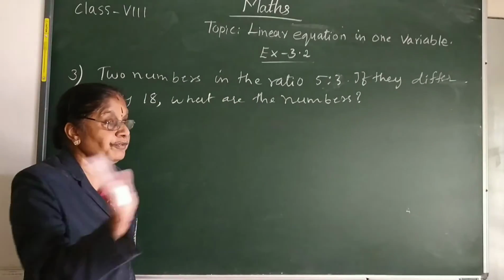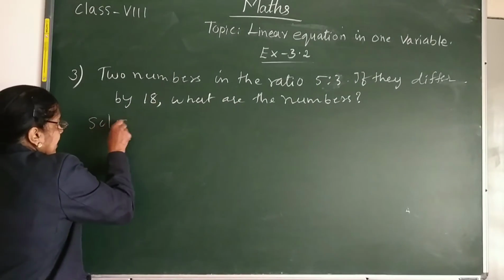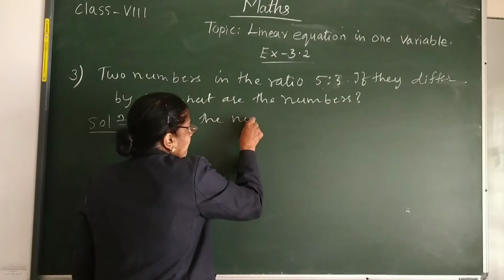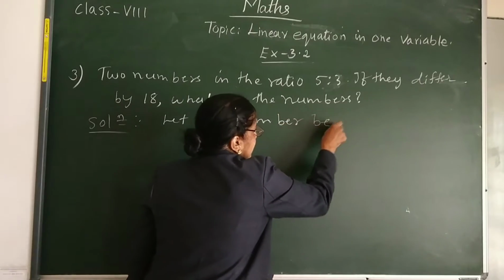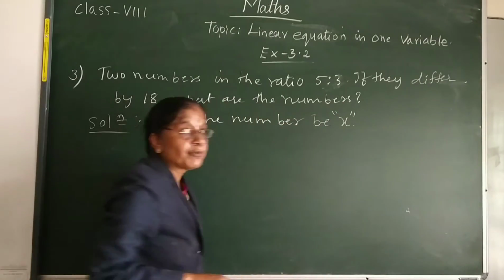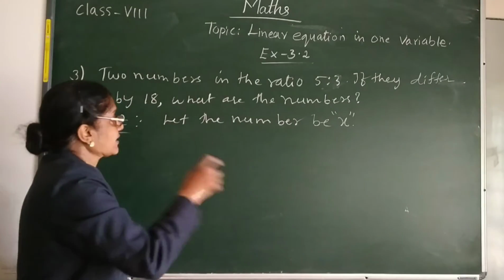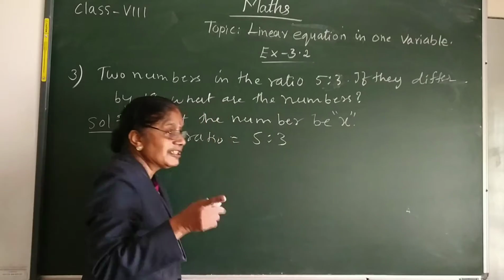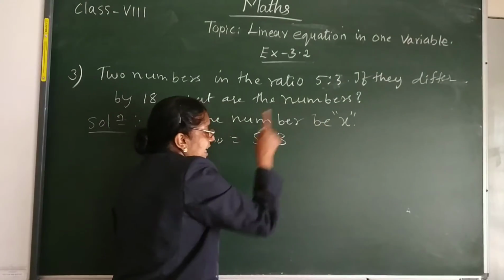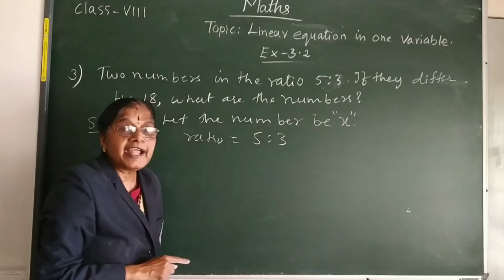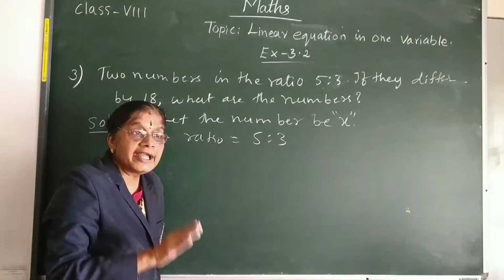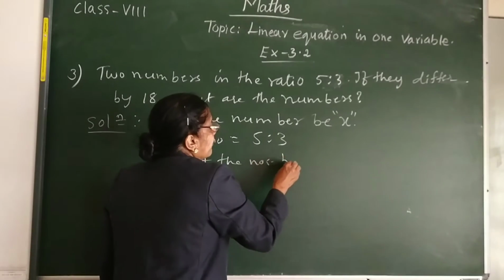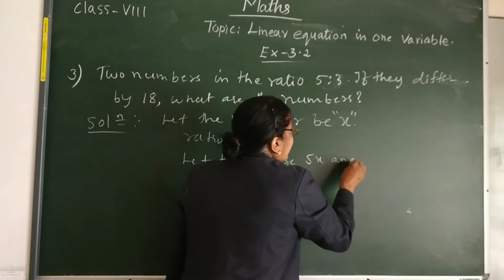So the ratio is given, but we don't know the numbers. I told you, when you don't know the number, you have to suppose it. Let the number be x. In algebra we suppose it as x. What is the ratio given? The ratio is 5:3. It means the first number will be 5 into x and the second number will be 3 into x. What is 5 into x? 5x. What is 3 into x? 3x. So let the numbers be 5x and 3x.